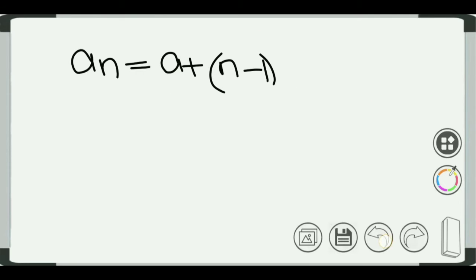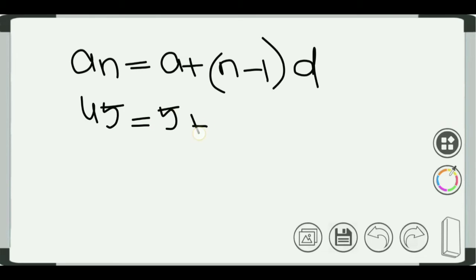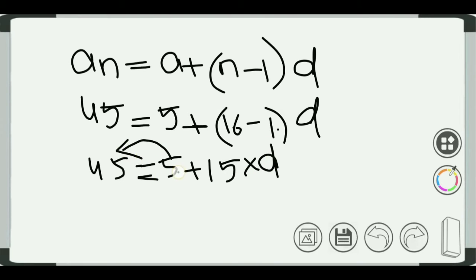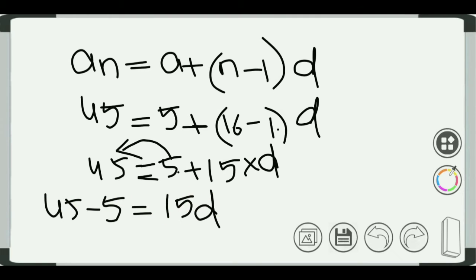So I'm going to substitute everything. an they have given in the question. an is equal to, last term is equal to 45. 45 is equal to a is 5 plus n we got now 16 minus 1 into d. So 45 is equal to 5 plus 16 minus 1 is 15, 15 into d. Now I'm taking this 5 this side, so plus 5 will become minus 5. 45 minus 5 is equal to 15d. 45 minus 5 is what? 40 equal to 15d.